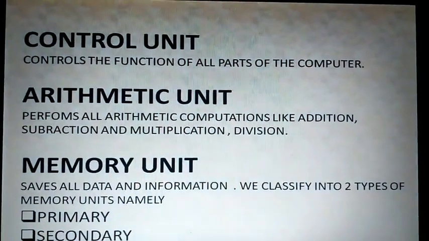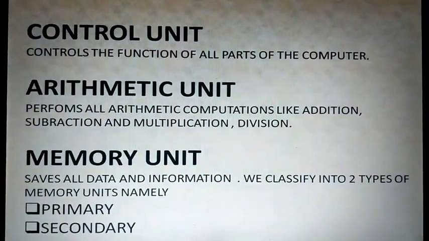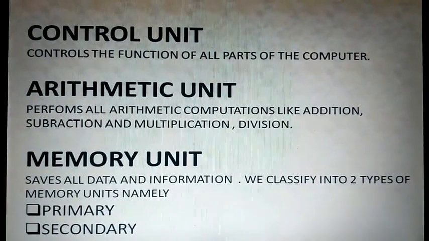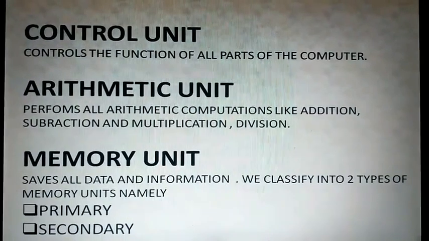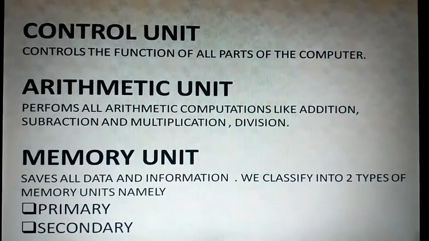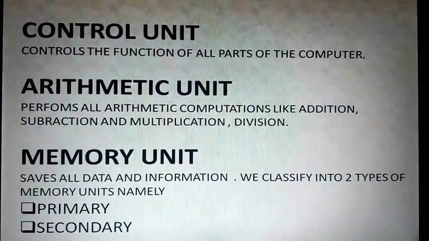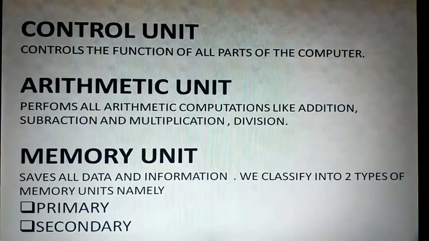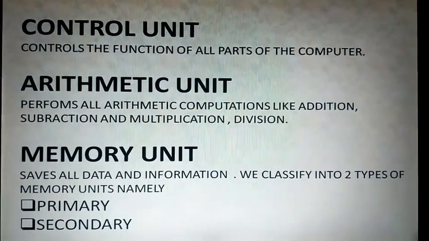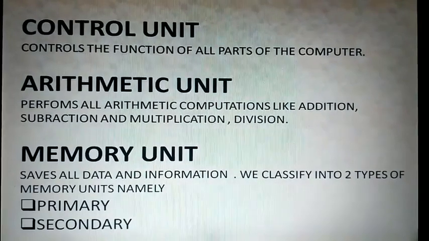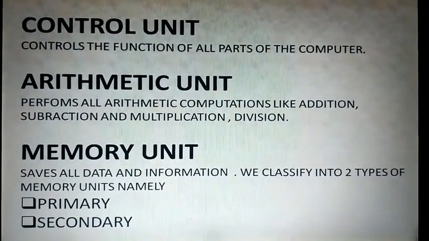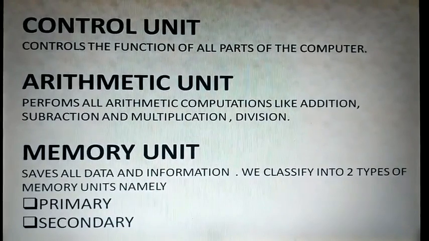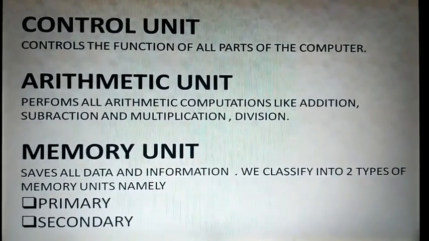Control unit controls the function of all parts of the computer. The arithmetic unit performs all the arithmetic computations like addition, subtraction, multiplication and division. Then memory unit saves all the data and information. We can classify the memory unit into two types, that is primary memory unit and secondary memory unit.